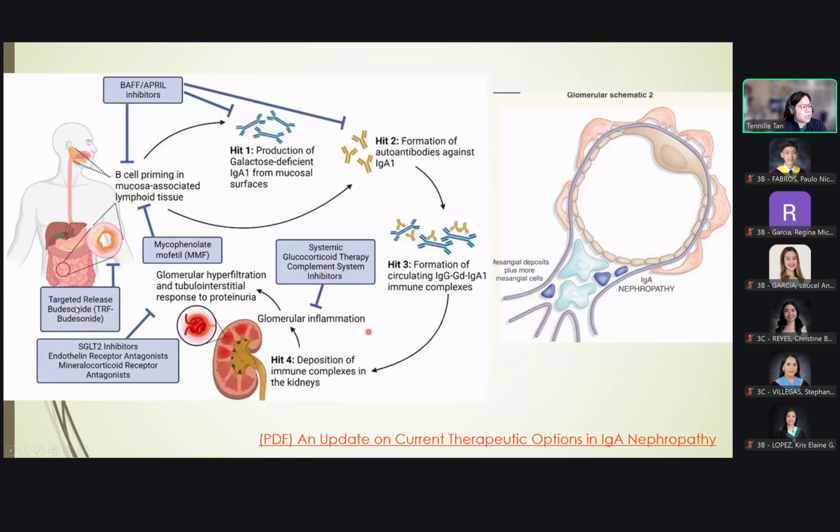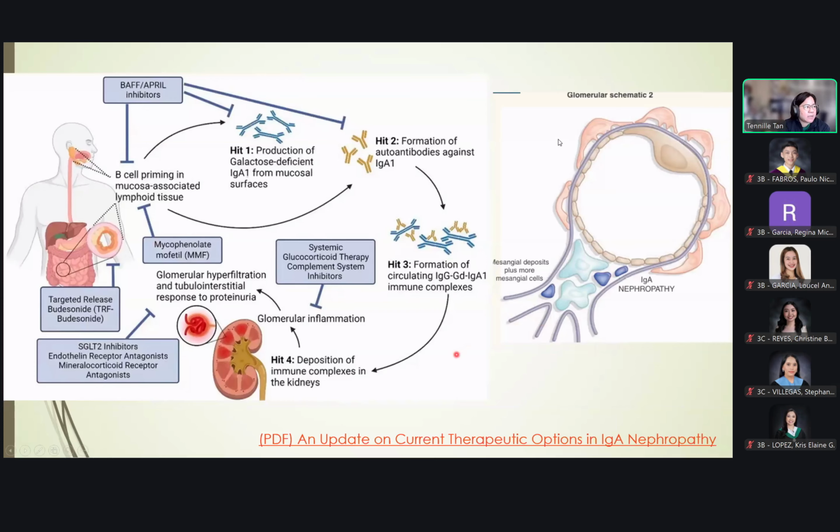You'll see the targeted-release budesonide or mycophenolate will act on the B cell priming in your mucosa-associated lymphoid tissue. On the right side, you'll see a schematic from Harrison's of what your IgA nephropathy might look like. You'll see the mesangial deposits plus an increase in your mesangial cells. Otherwise, the foot processes remain intact and there are no other changes. However, on immunofluorescence, you'll see your IgA deposits.